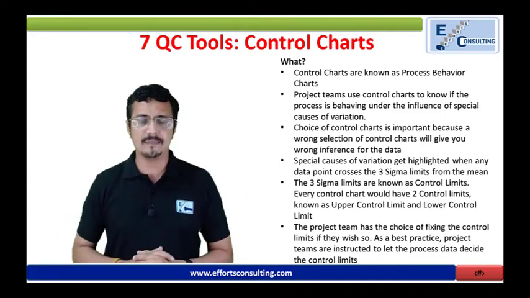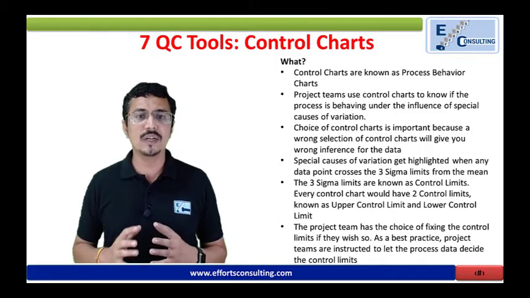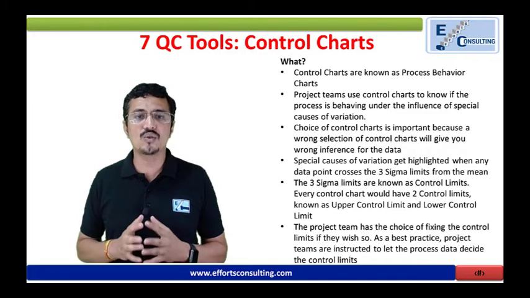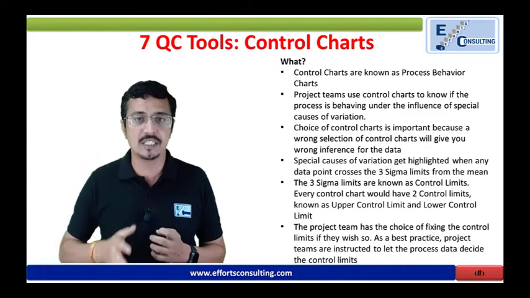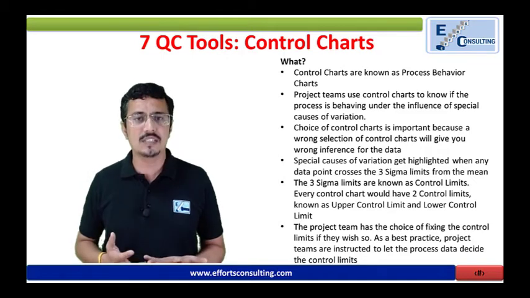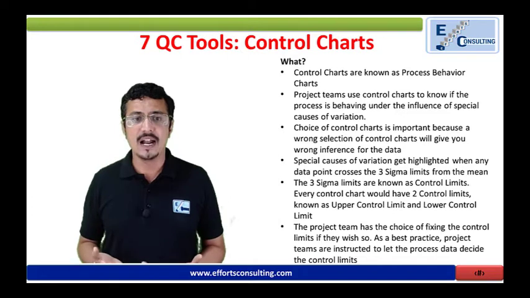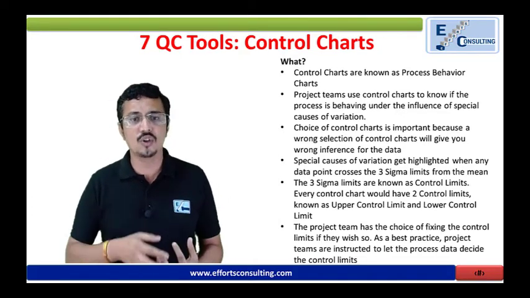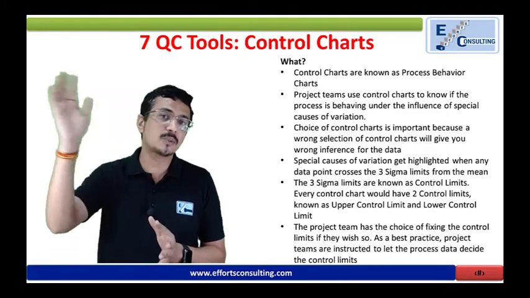What is a control chart? In this video, we'll take an overview of the control chart. Control charts are known as the process behavior chart. Project teams use control charts to know if the process is behaving under the influence of any special cause. Choice of control chart is important because the wrong selection of the chart may lead you to a wrong inference or wrong conclusion. The control chart would give you the idea of the impact of this special cause on your process, and it would highlight them if the data crosses the Three Sigma level.